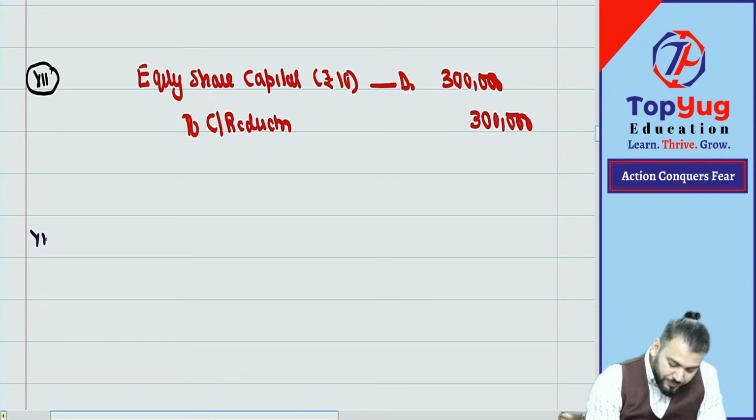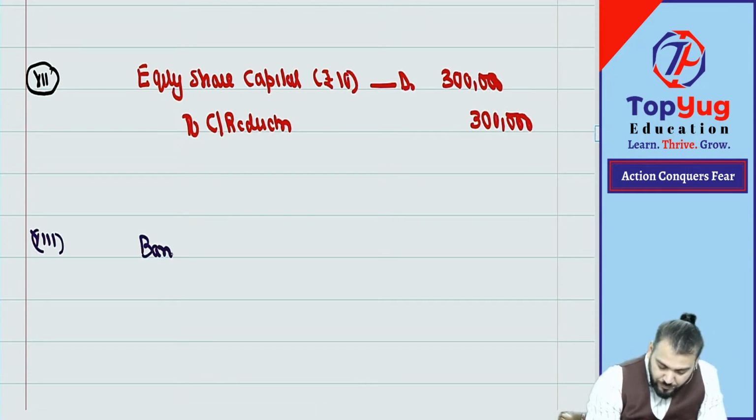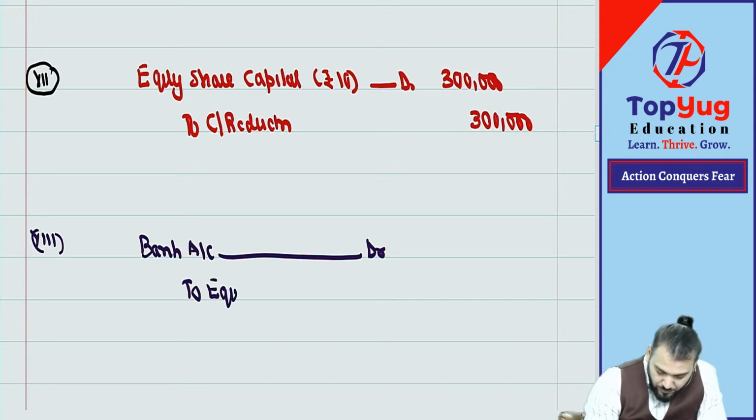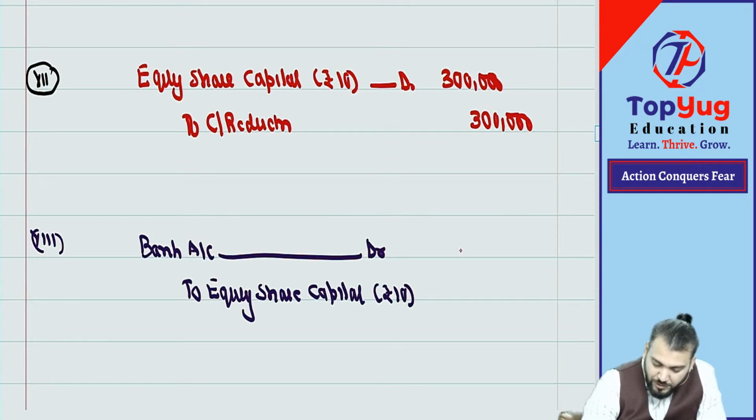Point number, bank account debit to equity share capital of rupees 10 each only, 7 lakh, no? 7 lakh.